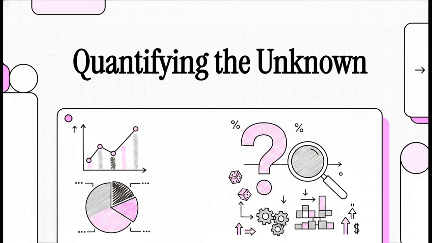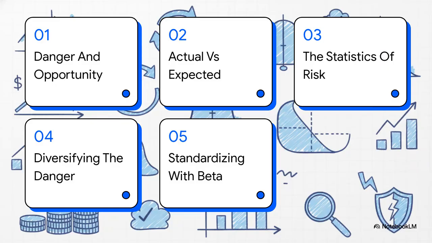So, welcome to this explainer. Today, our goal is quantifying the unknown. We're going to take this vague, emotional feeling of danger and shift it into a concrete, purely statistical metric. We'll explore how top analysts measure the true value of an asset, not by guessing, but by literally quantifying the unknown. Here's a quick roadmap for today.